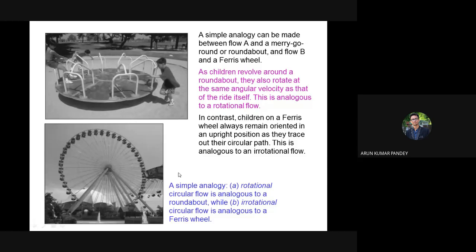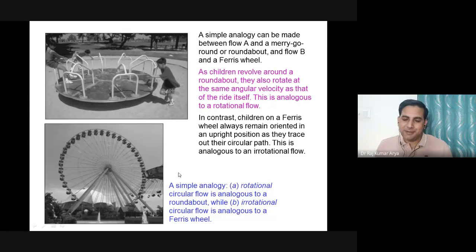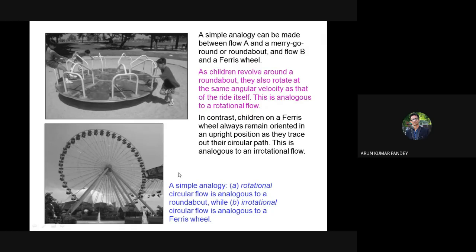In B part, the man is not rotating. In B part, the position of the man stays the same, and in A part, the position of the child is also changing with the sun. So that is why it is considered rotational flow.